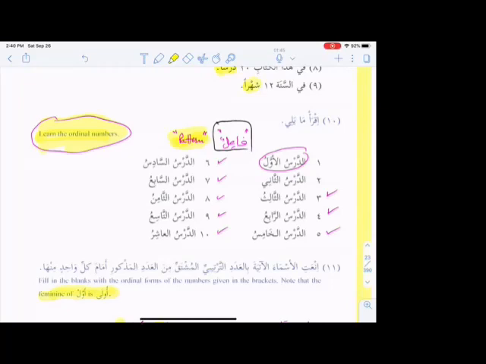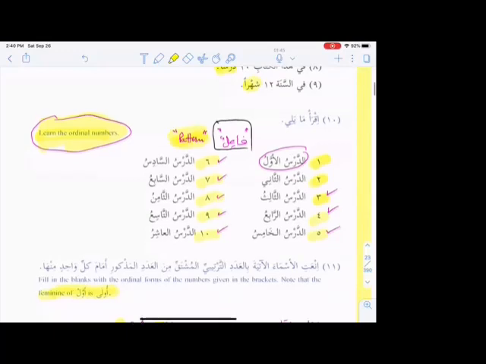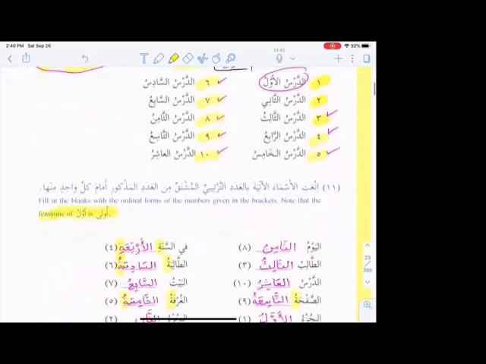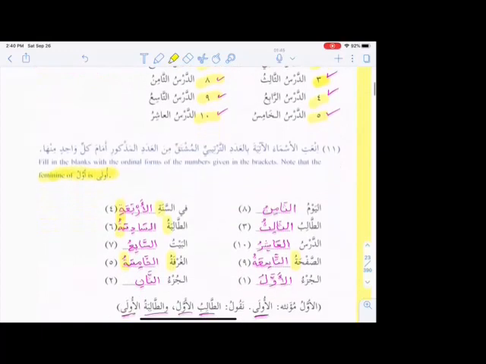So, Darsu Thani, number 2 lesson, Darsu Thalithu, Rabiu. Here they are all given: Ula, Thani, Thalithu, Rabiu, Khamisu, Sadisu, Sabiu, Thaminu, Tasiu, Ashiru. Now, after having understood a little bit of this, Dr. Abdurrahim is asking us to fill in the blank.